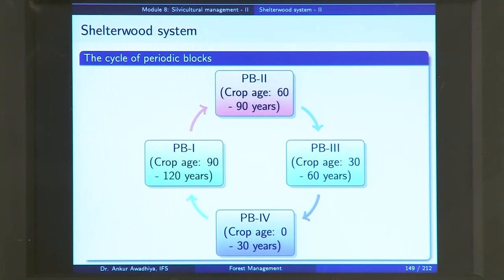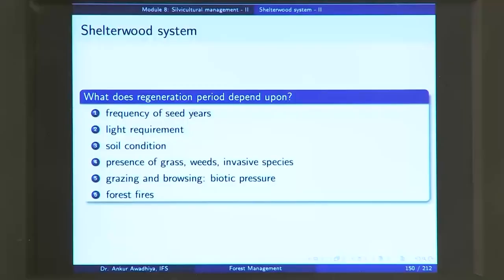Now, we defined the number of periodic blocks as the rotation age divided by the regeneration age. Rotation age is easy to fix, that is the age of maturity. When you have trees that are of large enough size, with large enough volume of timber inside them, that is the rotation period. How do we get to the regeneration period? The regeneration period depends on a number of factors. It depends on the frequency of seed years.